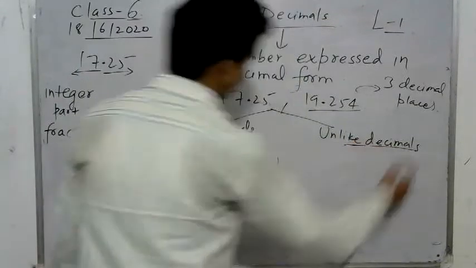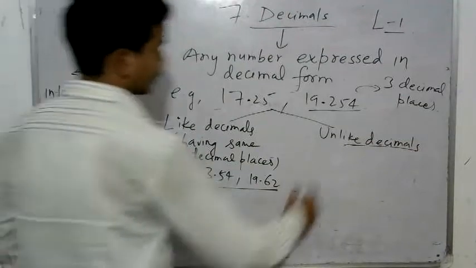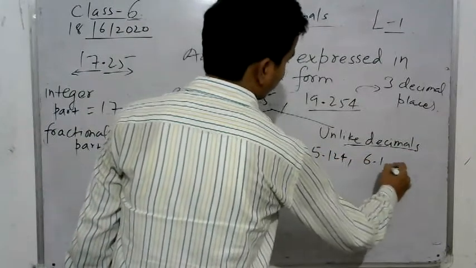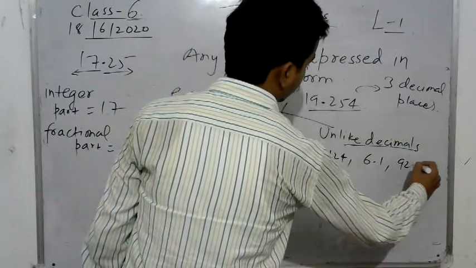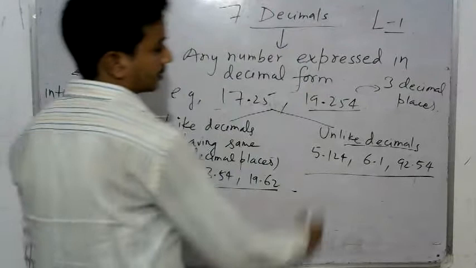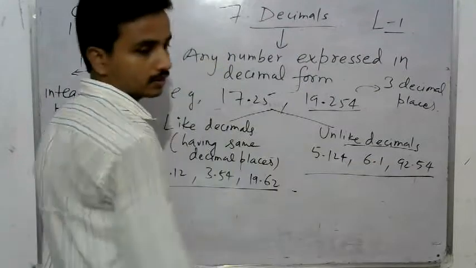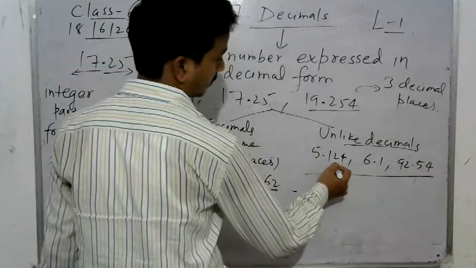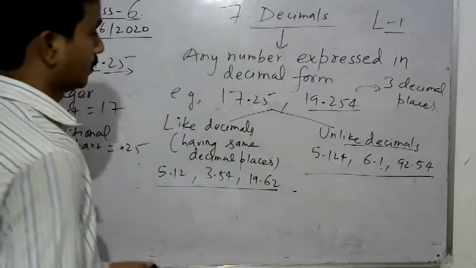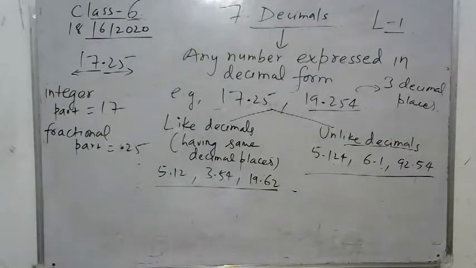And unlike decimals are those decimals which do not have the same number of decimal places. For example, 5.124, 6.1, 92.54. These three decimals are called unlike decimals. Why? They have different numbers of decimal places. This has 3 decimal places, this has 1 decimal place, and this has 2 decimal places. Okay. Now we will see one more decimal type.